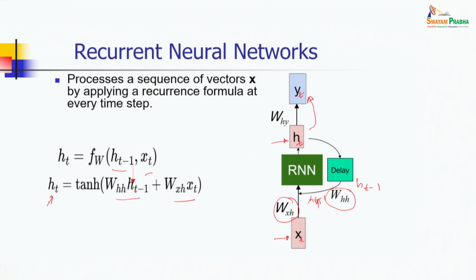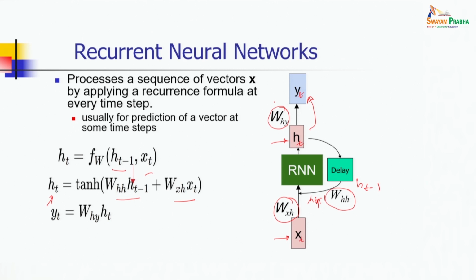And finally, this h t you can take as an output, or you make it more generic, where there is another weighted aggregation of h t, and finally it produces the output y t. Everything is shown of course in linear form. Now, we can introduce non-linearity at the aggregated output also.